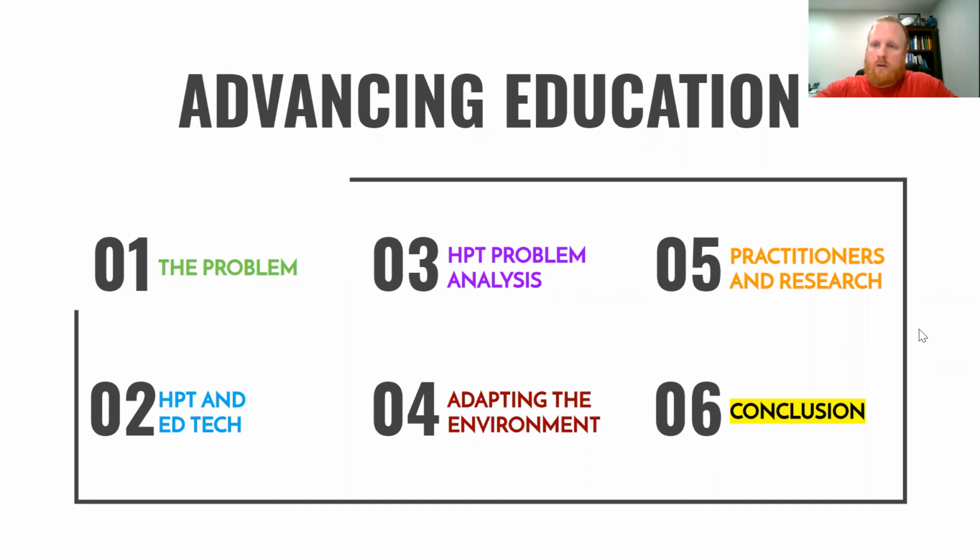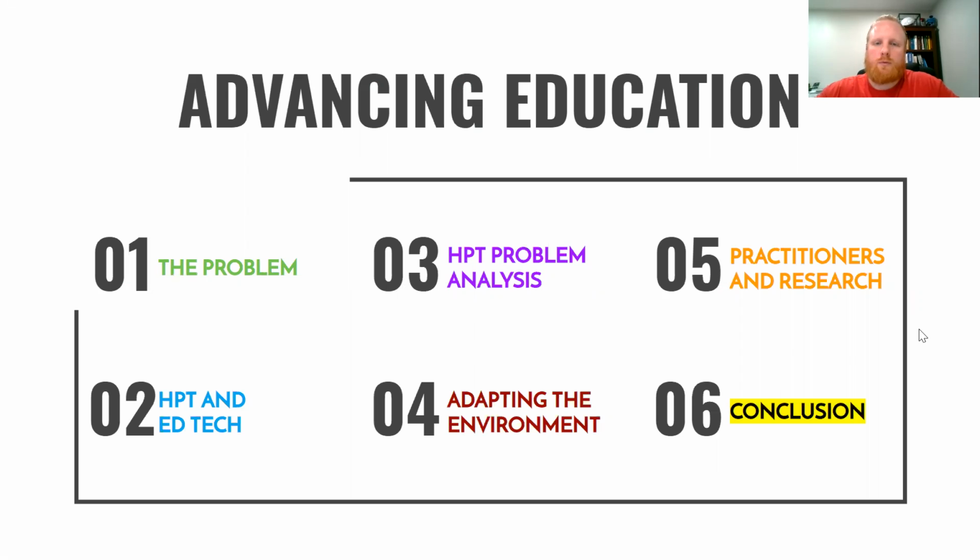So HPT, human performance technology, is going to take a look at the problem. We're going to start with that as part of that framework and part of that following influence. We're also going to see human performance technology and educational technology. We're going to lay some groundwork for both of those so that we have a baseline and foundation for jargon. Then we're going to move into a couple of big topics. The first one being problem analysis. How does this help? What can HPT do for education?